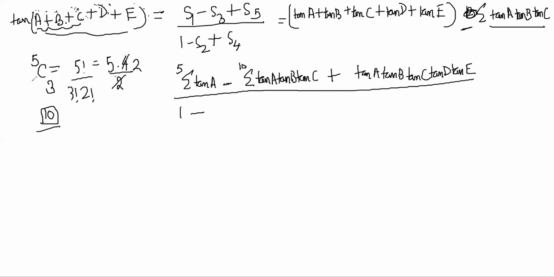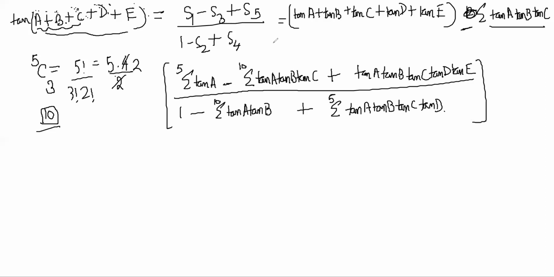5C3 is 10, then 5C2 will also be 10. So again 10 terms taken 2 at a time, tan A, tan B, and so on, plus the terms taken 4 at a time. There will be 5 terms taken 4 at a time, tan A, tan B, tan C, tan D. So this is the general way the formula is. This is there in S L Loney, you can check it out. If you have more angles, you can continue and keep writing. There are alternating signs.